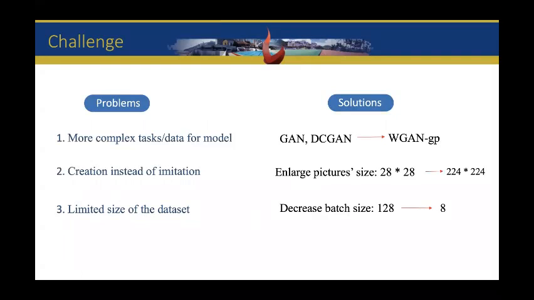Secondly, we increase the size of a single image from 28 times 28 pixels to 224 times 224 pixels to accommodate the rich information the characters contain. Lastly, we decrease the batch size in the training phase for the sake of a limited data set. My partner will introduce the following part.